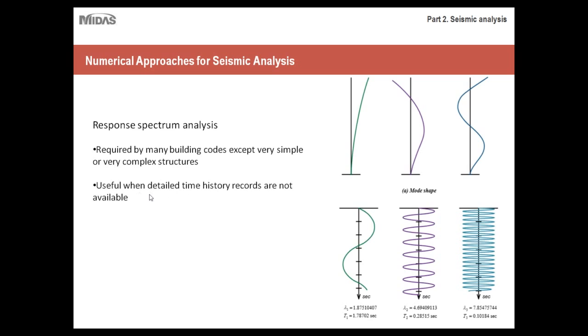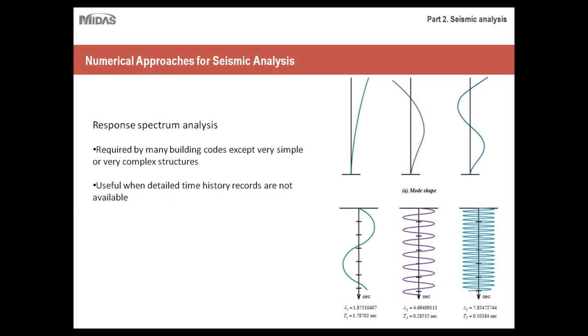So it's useful when detailed time history records are not available. I'll discuss more about time history records later on when we go over our final analysis type. But just keep in mind that for more complex or higher end analysis, you'll need what's called a time history record or series of time history records, which very closely detail a series of sort of critical earthquakes in the area in which you're residing.